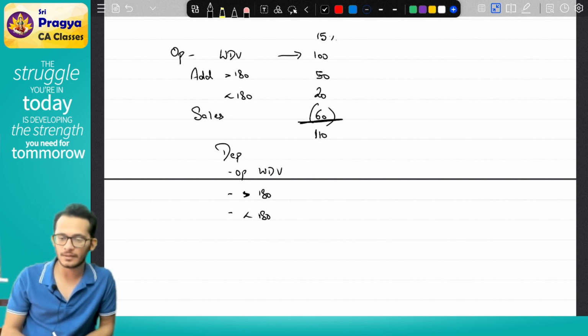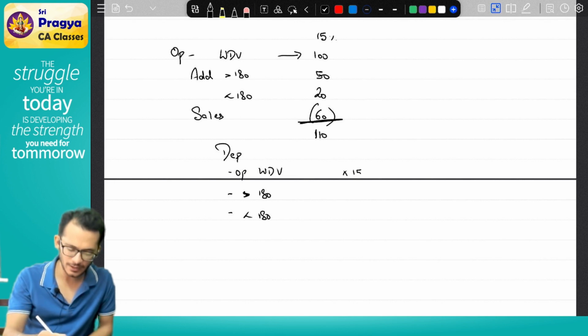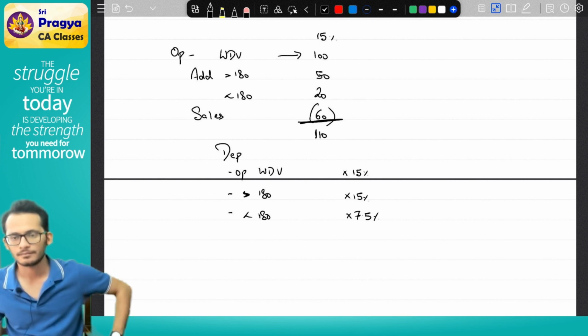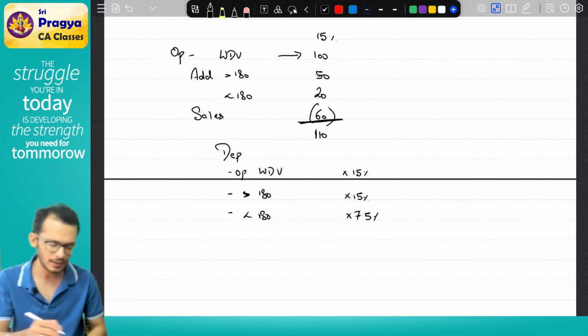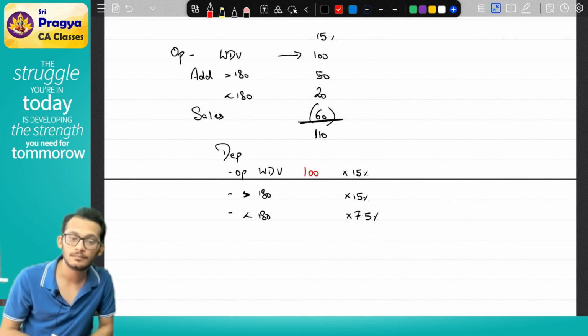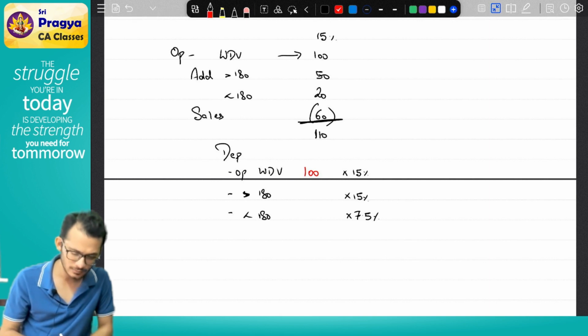Now, opening WDV into 15%, what will come is the question. What into 50% will come? I know it is into 15 here, into 15 here, and into 7.5 here. I want the numbers. Help me out with the numbers. What are the numbers? 100. Okay. 50. Okay. 20. Okay.